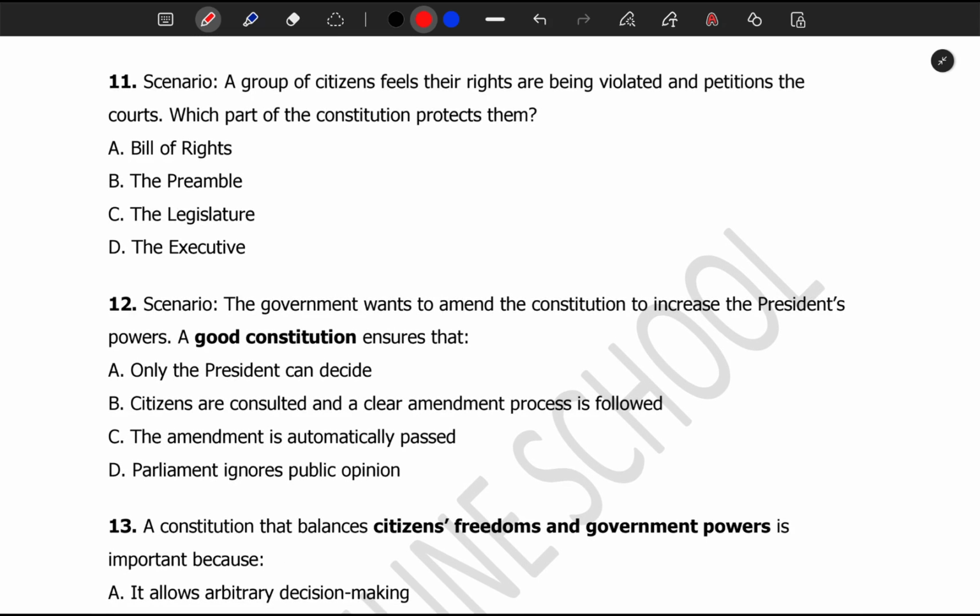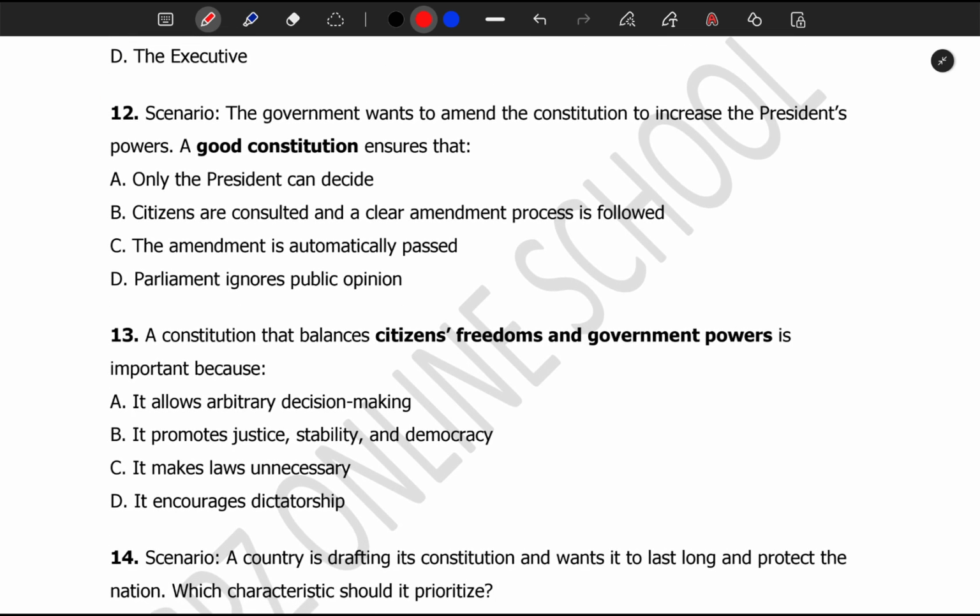Question 11. We have a scenario here. A group of citizens feel their rights are being violated and petitions the courts. Which part of the Constitution protects them? All right, it is actually the Bill of Rights. This one we've talked about. It's the one which protects the rights of the citizens. Another scenario here says the government wants to amend the Constitution to increase the president's powers.